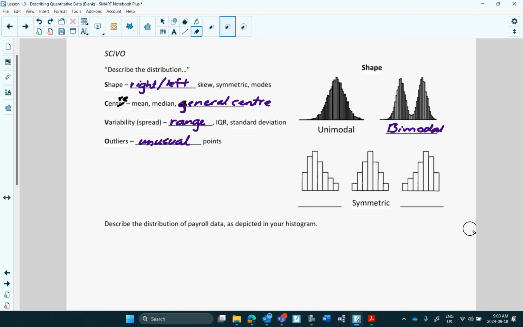Remember, for skews, whatever direction it tails, that's the direction of the skew. So this tails to the right, so it's a right skew. This tails to the left, so it's a left skew.